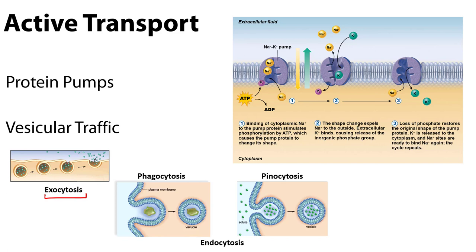Exocytosis is when things leave the cell. This is a cell, and this is a vesicle that's budded off the Golgi apparatus, for example. Eventually it will fuse to the cell and it will secrete something. Exocytosis. The opposite of exocytosis is endocytosis, where things come into the cell. There's endocytosis. And there's two kinds.